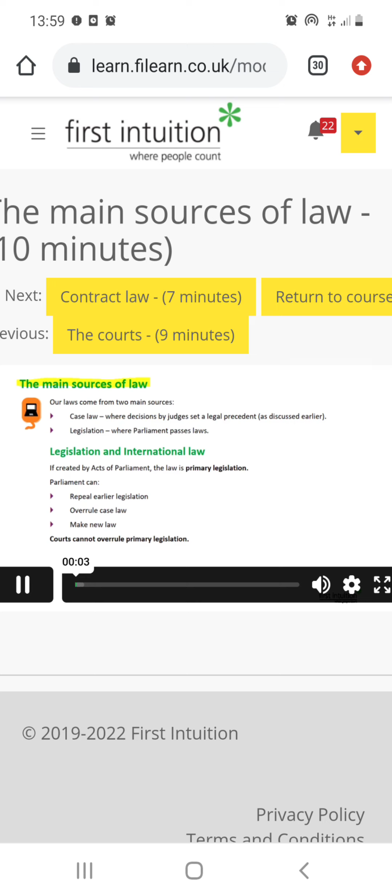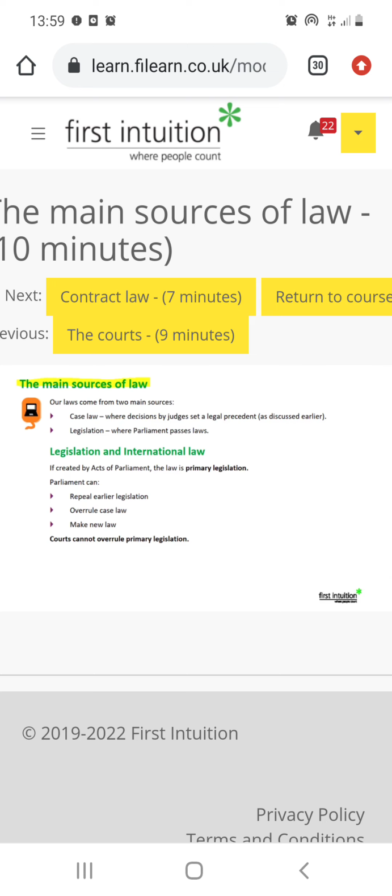Hi, welcome back. Having looked at the hierarchy of courts in the English legal system and also tribunals, we're now going to look at the main sources of law. And you can see from the notes here that our laws come from two main sources. The first is case law. And with case law, this is where judges make a decision, and this sets what we call a legal precedent that we saw in an earlier recording. This is known as judge-made law.